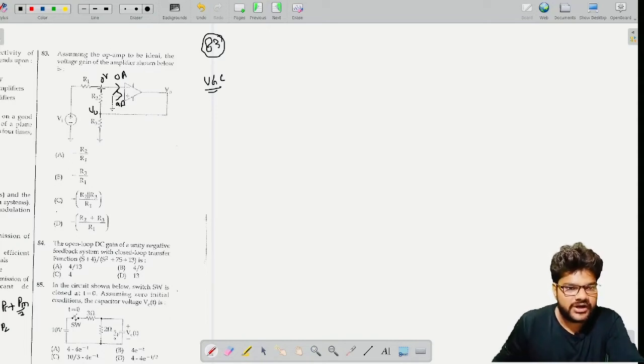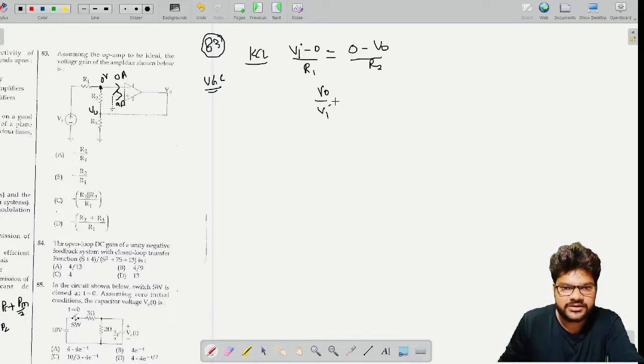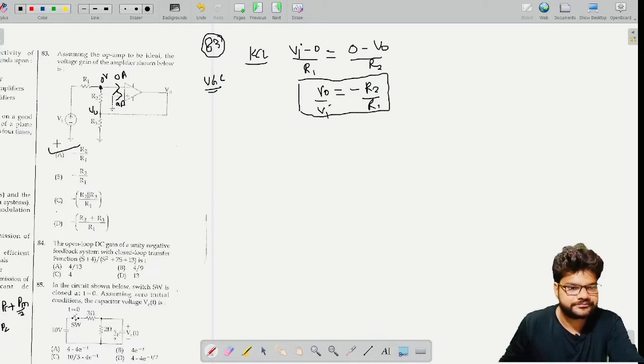Okay. So at this node simply apply KCL. So applying KCL, then incoming current is (Vi minus 0) by R1, this is incoming current, equals outgoing current, which will be (0 minus V output) by R2. So from this, V output by Vi, that is gain, if you find out, this will be minus R2 by R1. Okay. So correct option will be A.